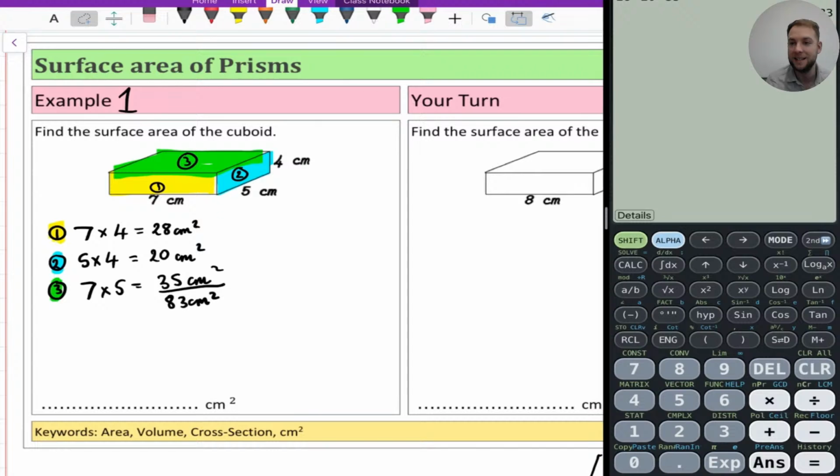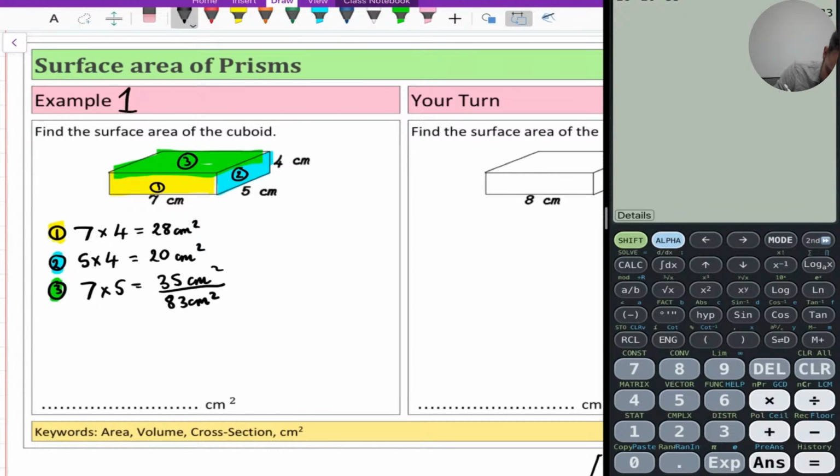Now that's not the final answer because, like I said at the start, you know that the top and the bottom are the same. You know that the left and the right are the same. And you also know that your top and bottom are the same. Okay? So here, because I've got two sides which are the same, two sides which are the same, two sides which are the same, you need to double this.